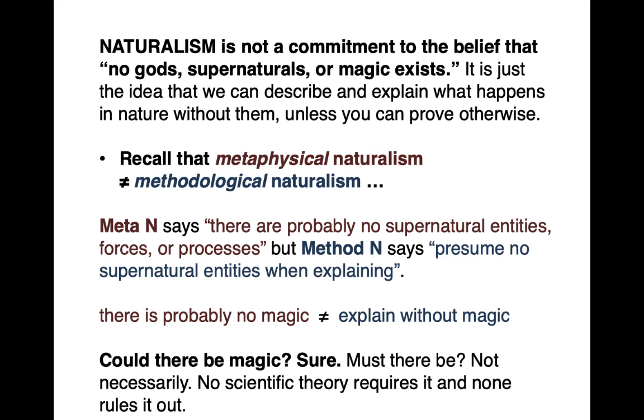However, methodological naturalism says presume no supernatural entities when explaining. So the method of naturalism here, methodological naturalism, is the idea of explaining without reference to extraneous supernatural entities. So it's the difference between the view that there is probably no magic and the view that let's explain what we observe without magic. Could there be magic? Sure. Must there be? Not necessarily. No scientific theory requires it, and none rules it out.